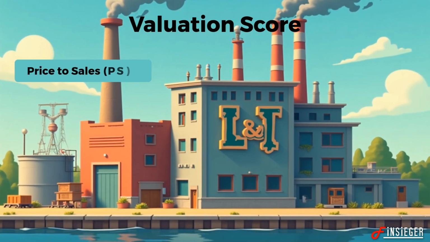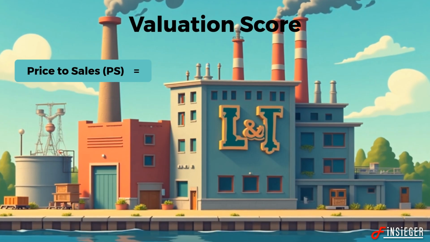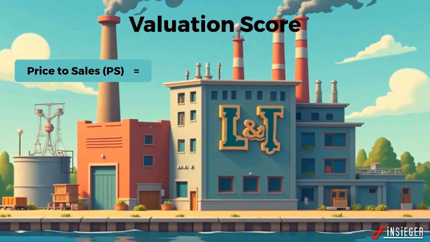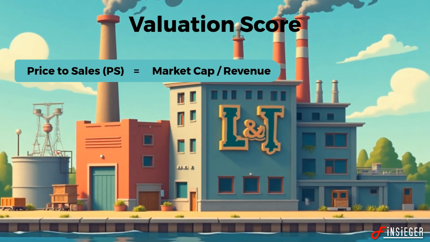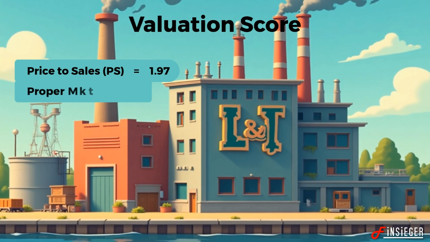Price to sales is a good ratio to find cheaper stocks quickly. Generally, cheaper stocks have PS lower than 5. It's calculated as market cap divided by revenue. In our case it is 1.97, which is quite good.